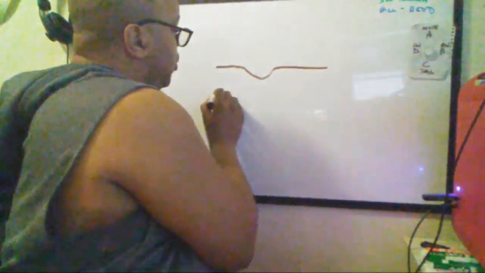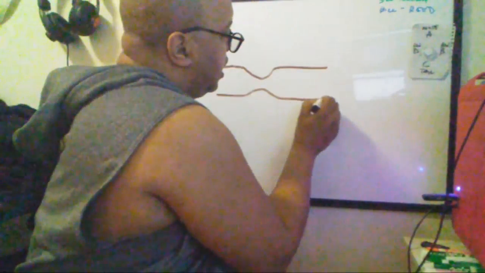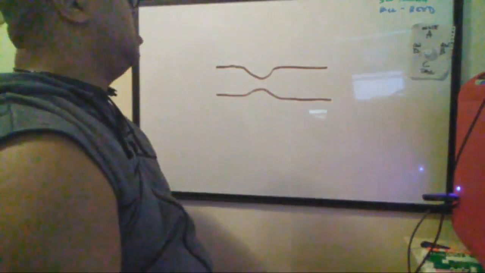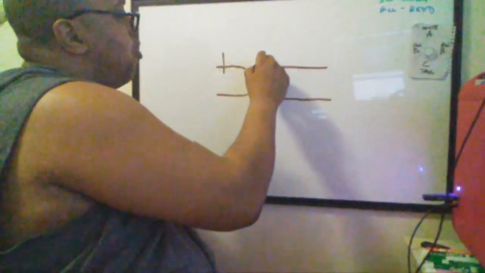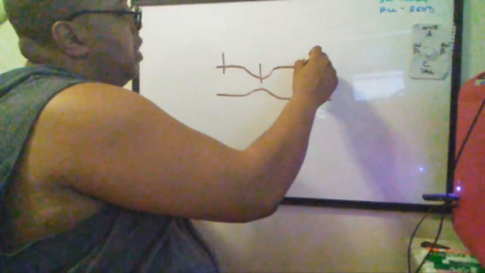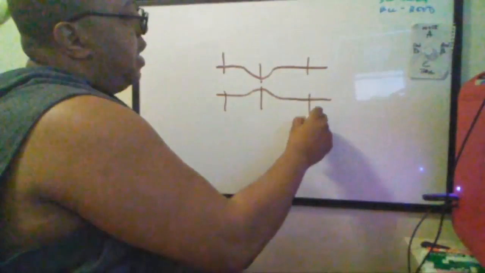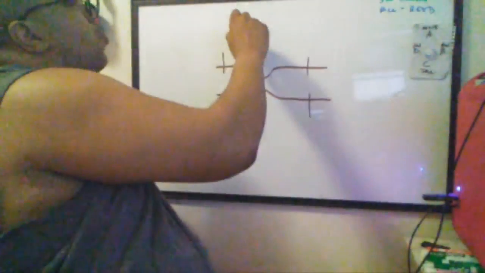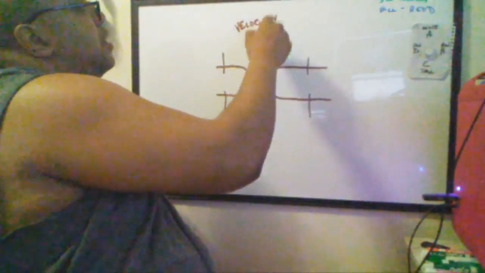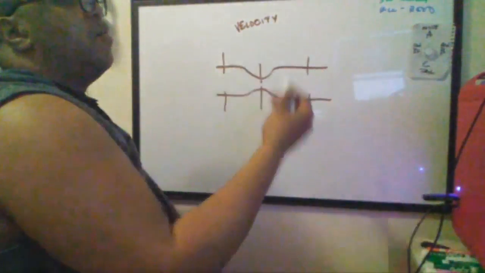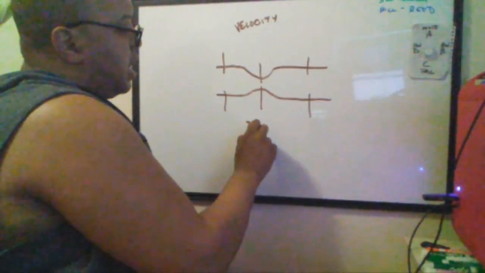But we use a device called a Venturi tube. The Venturi tube is kind of like a straw, but it has a constriction in the middle. If we took scissors or probes and put them in here, we're going to be looking at two things: the velocity of the fluid, and air and water behave very similarly, and pressure.